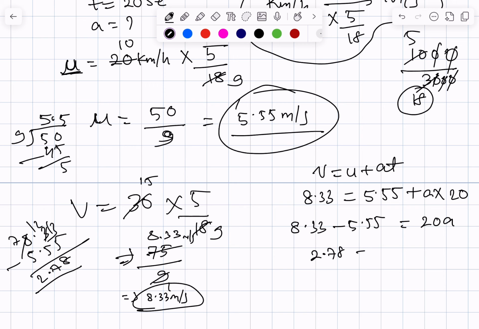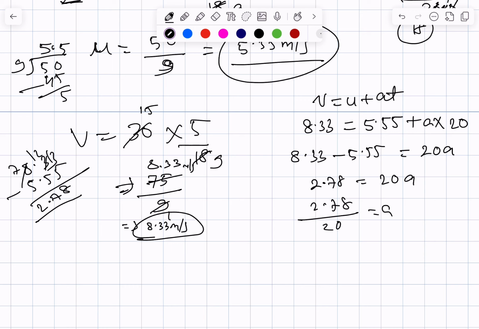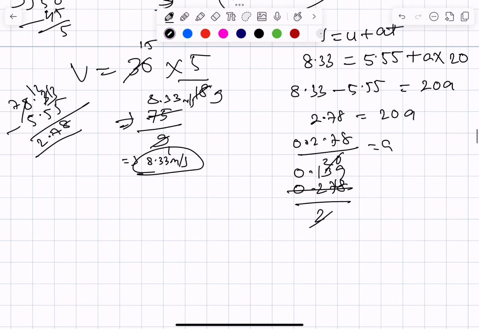2.78 equals 20A, so 2.78 upon 20 is equal to A. When you calculate all this, you will get 0.278 upon 2, which gives you 1.39. So you get an answer of 1.39 meter per second square as acceleration.